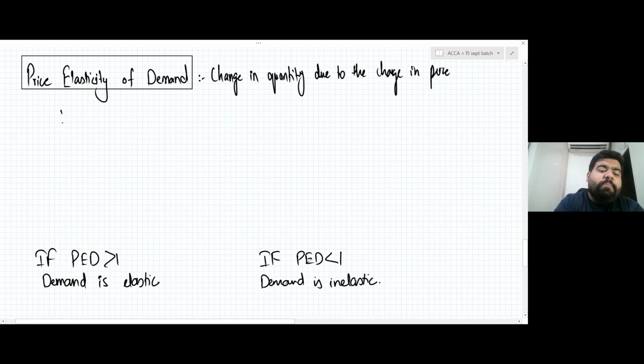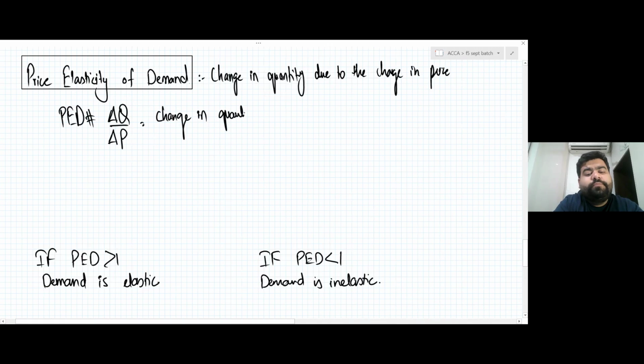That's why price elasticity of demand has a formula of change in quantity divided by change in price. The triangle sign means change. So change in quantity, or you can say increase or decrease in quantity, divided by change, or increase or decrease, in price.